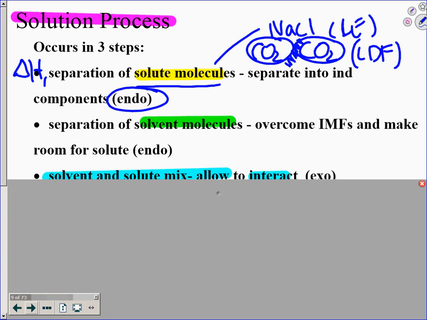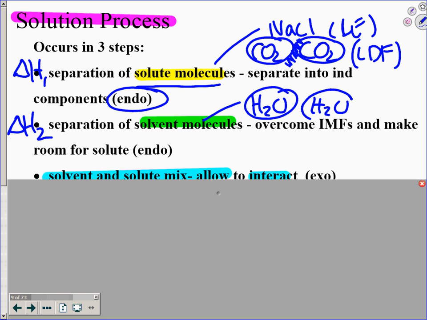Very similar situation, but regarding solvents, delta H2. For us to separate a solvent molecule from another solvent molecule, again, we have to overcome IMFs. What's the most common solvent we're dealing with? Water. So if water is next to water, they're interacting how? Hydrogen bonding. So it does take energy for us to overcome that. And if we had a nonpolar solvent, we'd be overcoming LDFs. So again, those have to be pulled apart, so it's going to require energy.